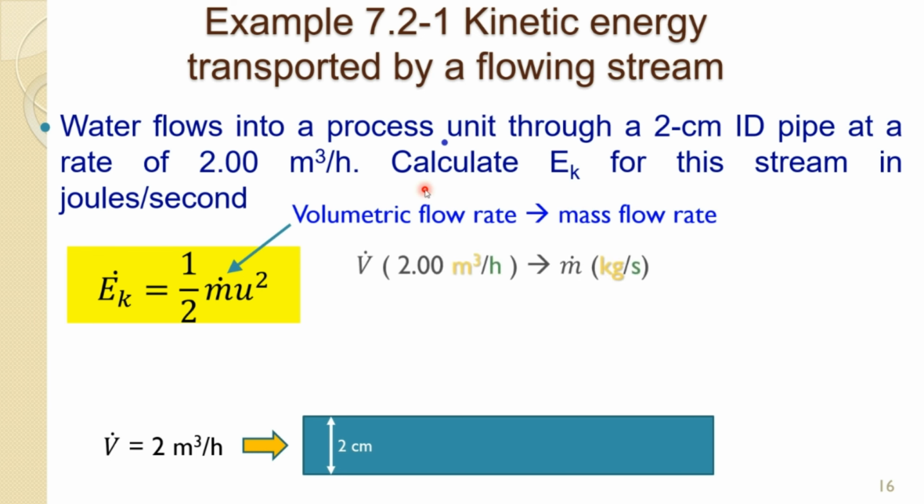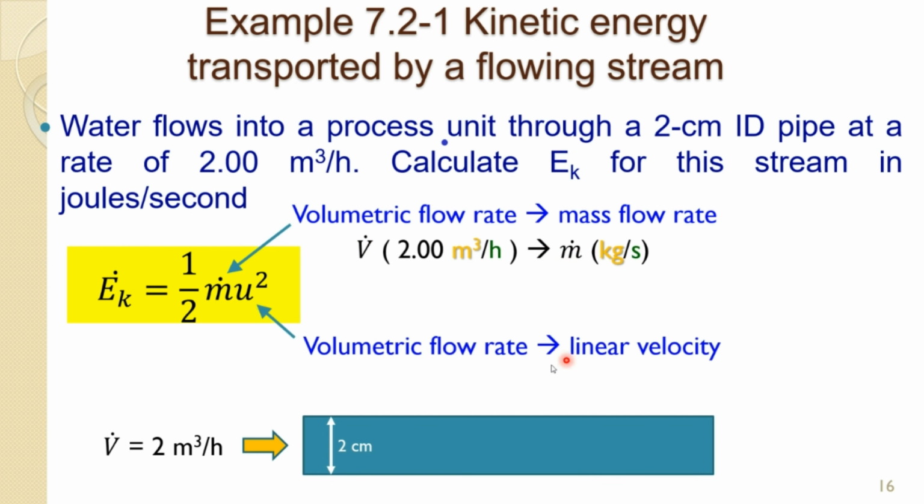Velocity is what? Once you change the volumetric flow rate to the mass flow rate, this is easy by density, right? How about volumetric flow rate to linear velocity? Linear velocity means what? Volumetric flow rate means cubic meter per hour, per time. And linear velocity means meter per hour, right?